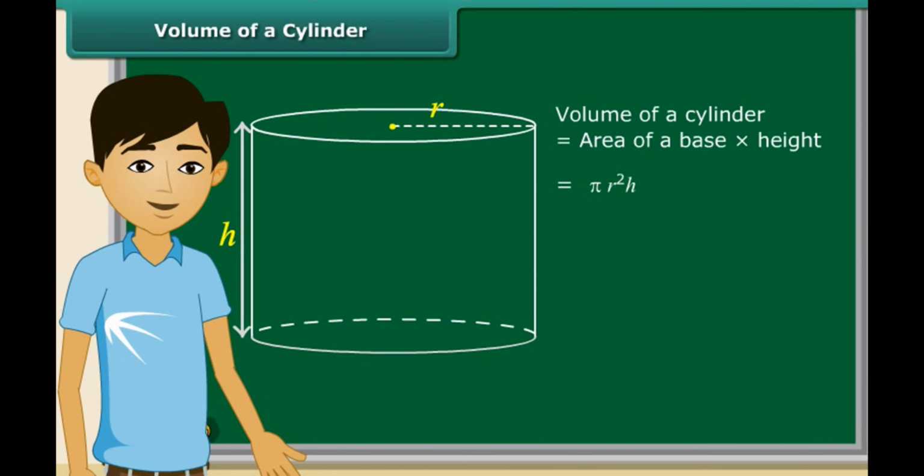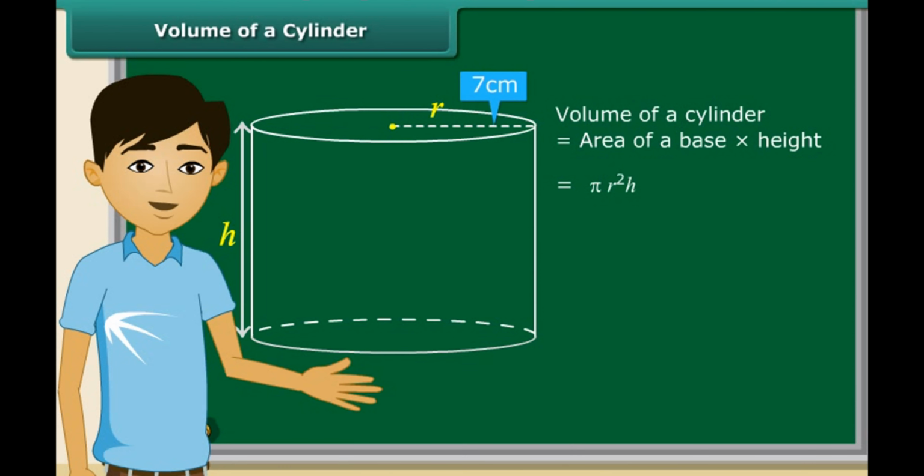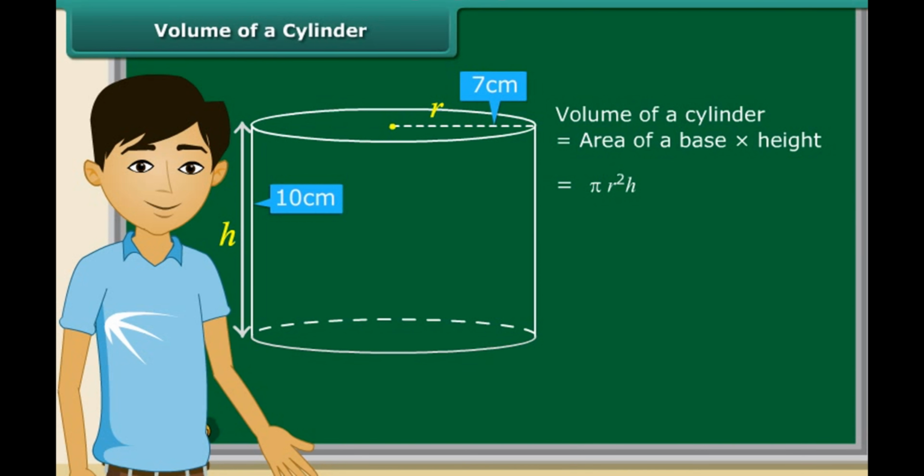Well, let us try an example. We have a closed right circular cylinder of radius 7 centimeters and height 10 centimeters. Let us find its volume.